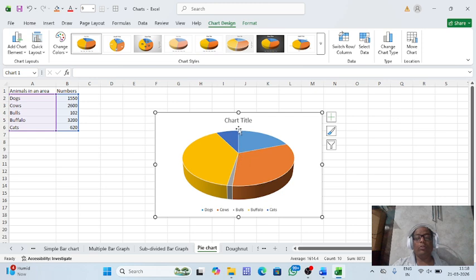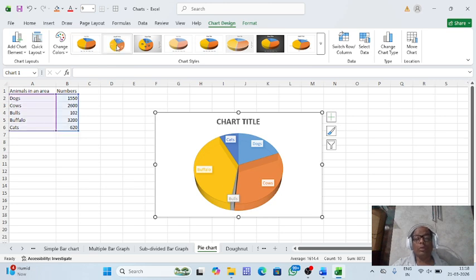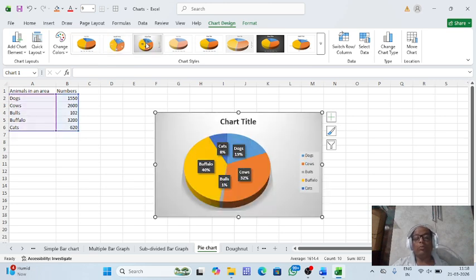You can go for 2D, and you can also choose this one, which will show you the percentage-wise data if you want it. Accordingly, you will choose. Okay. So it is quite clear that out of 100% animals, buffalo are 40%, cows are 32%, dog 19, cat 8, and bull is 1%. I hope it is 100%.